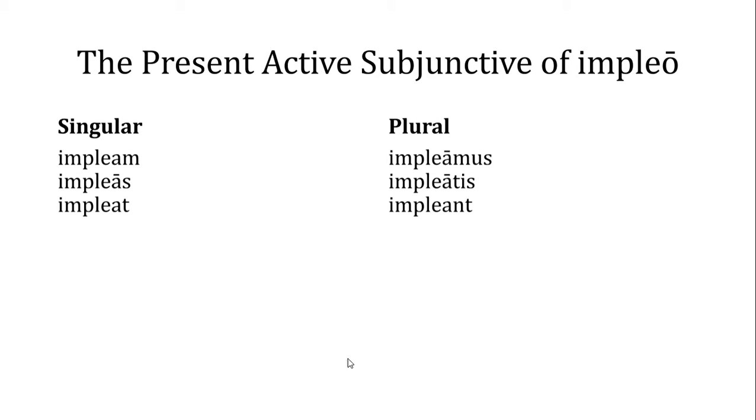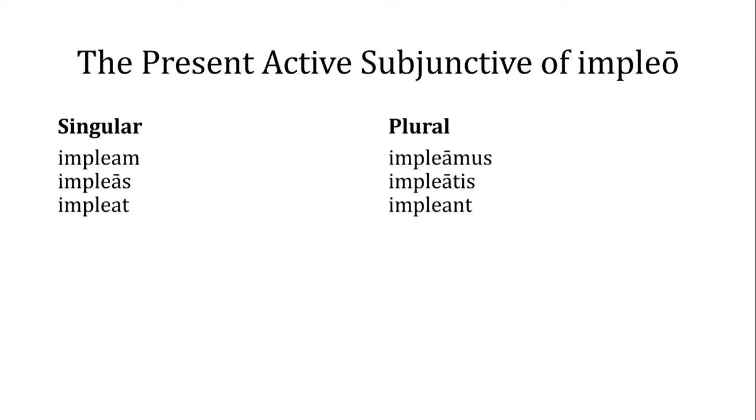And you'll notice impleam, the mutant, does not have the A lengthened, the T, teenage, and the implant. All right, so impleam, impleas, impleat, impleamus, impleatis, impleant. And that is the present active subjunctive of impleo.